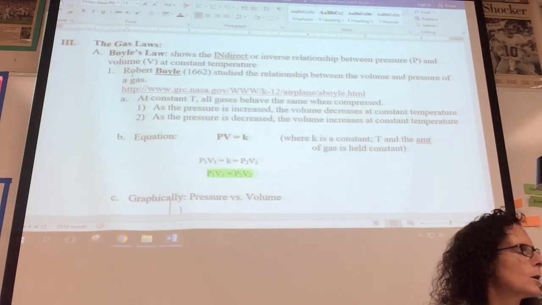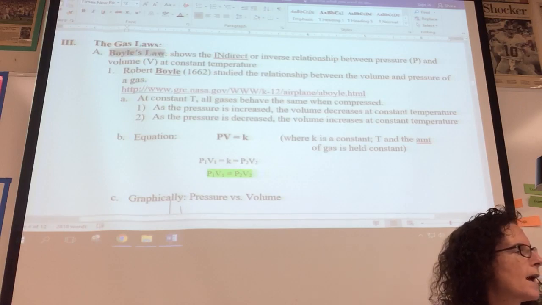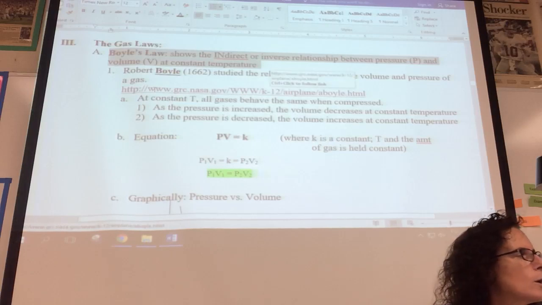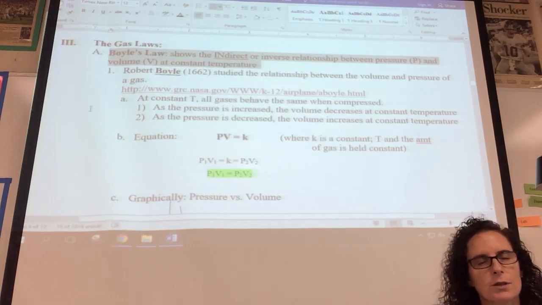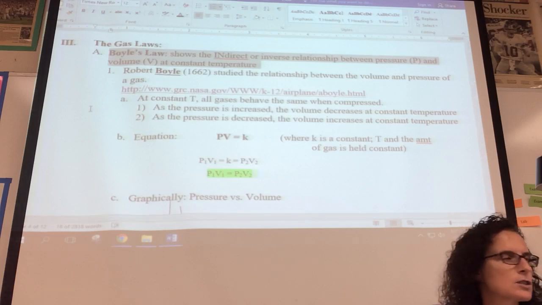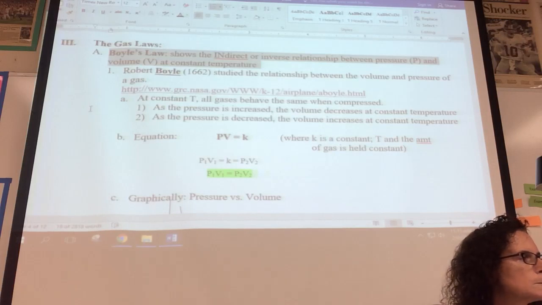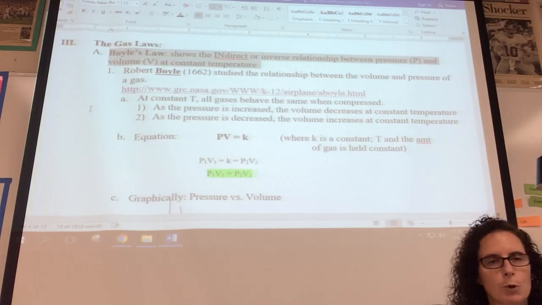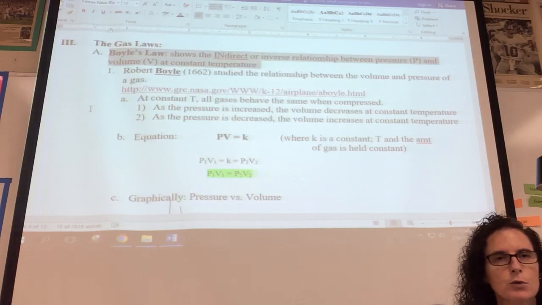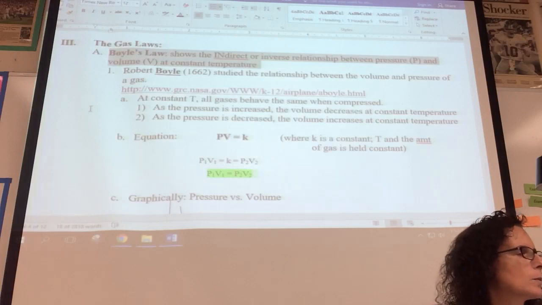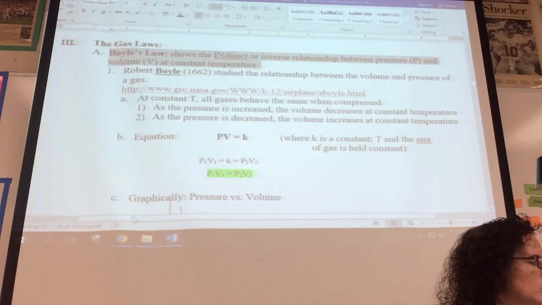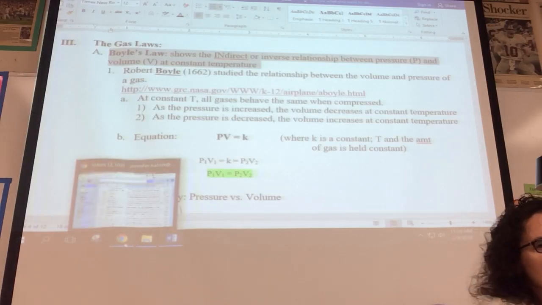The first gas law we're going to talk about is Boyle's law, and Boyle's law shows that pressure and volume are inversely related when temperature is held constant. So if the temperature is at 30 degrees Celsius and it doesn't change, if you apply pressure, increase the pressure, you'll see that the volume decreases. If you decrease the pressure, you'll see that volume increases.